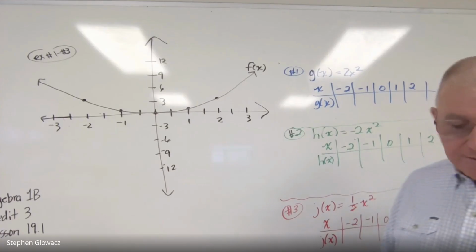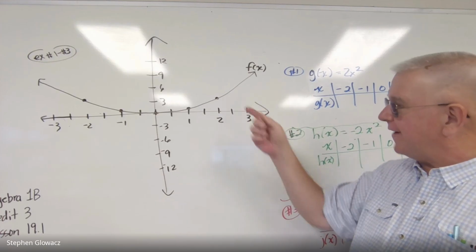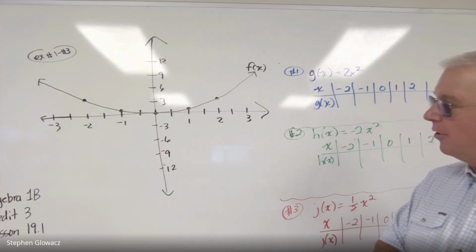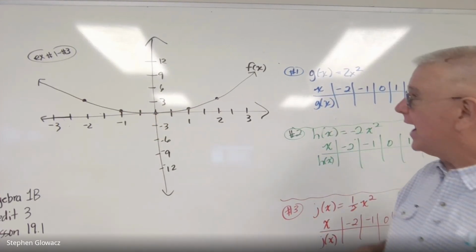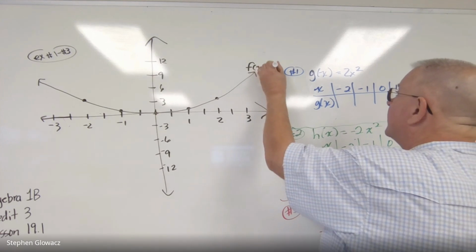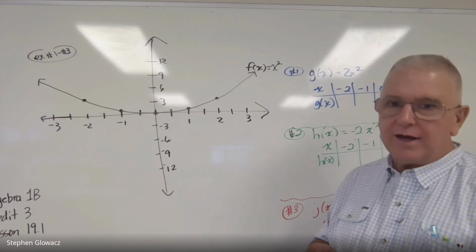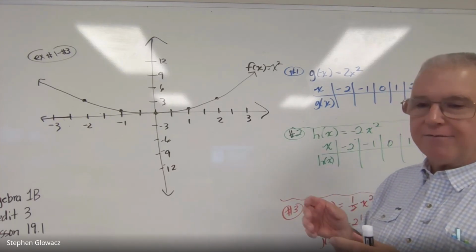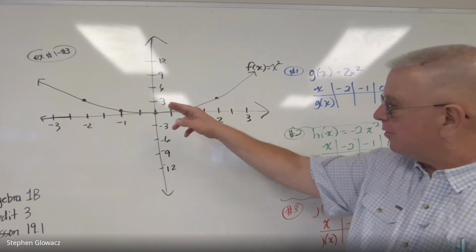What you're going to be given is the parent function f of x. Notice here we have f of x graphed. It's f of x equals x squared. When we say a parent function, that means there are no transformations, no stretching, no movement of the graph, no compressing. And so we have this parabola graphed here.